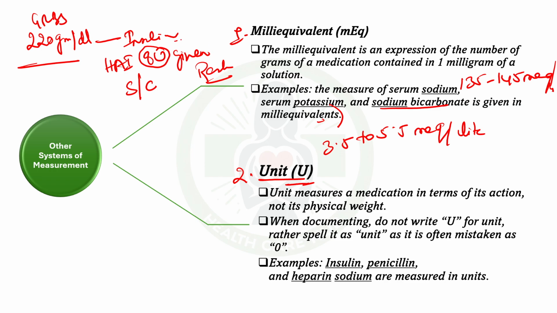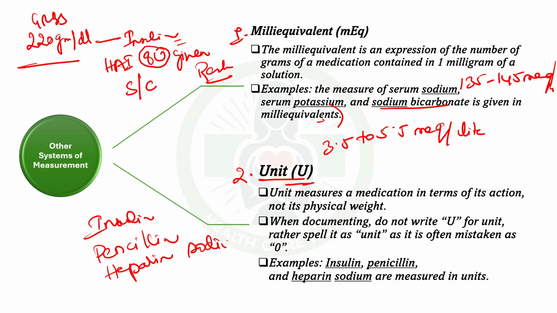So in this documentation method we can write units for medicines like insulin, penicillin or heparin sodium. Whenever we write these kinds of medicines, we are going to use units. Understood?